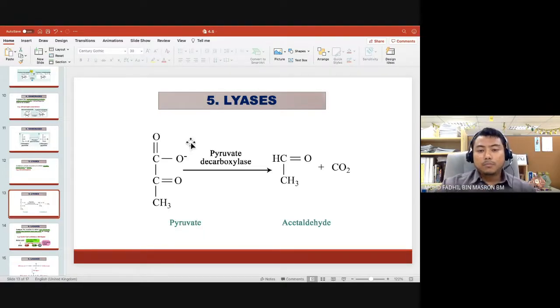So untuk potong, pyruvate decarboxylase, dia remove CO2, the carbon dioxide. Daripada pyruvate menjadi acetaldehyde. Nampak? CO2, dua oksigen ni being removed. Tinggallah C dengan O dengan CH3.